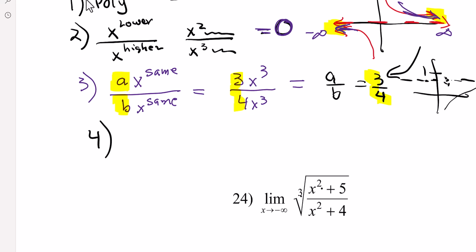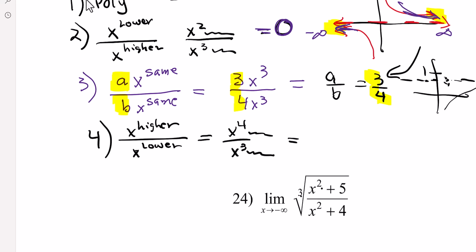Fourth is when the degree in the numerator is higher than the degree in the denominator, like x fourth over x cubed, blah, blah, blah. Then what you end up with is a slant asymptote, and your answers are either going to be positive or negative infinity.